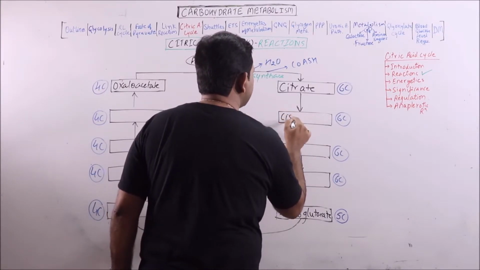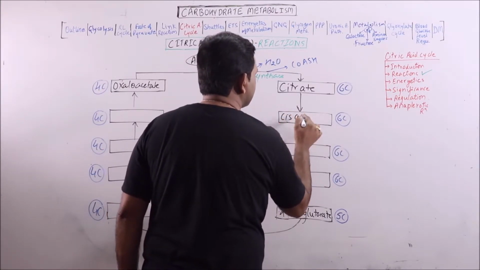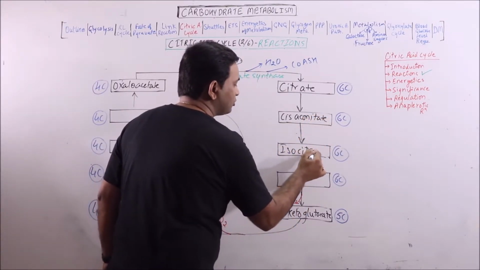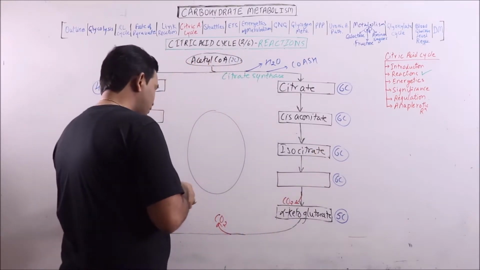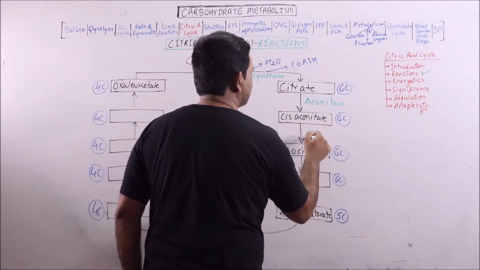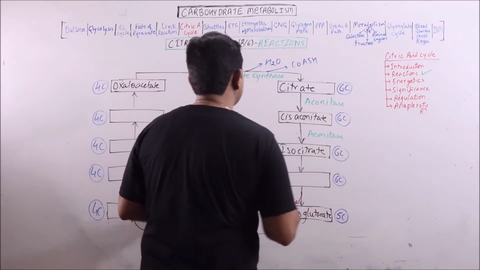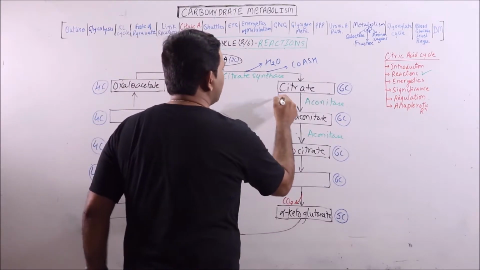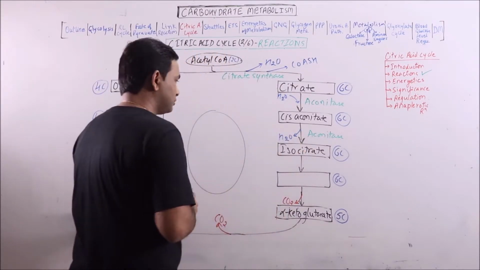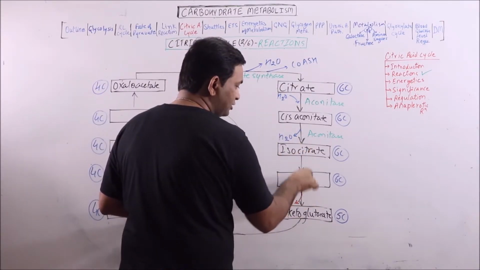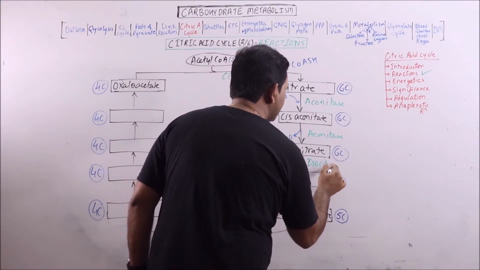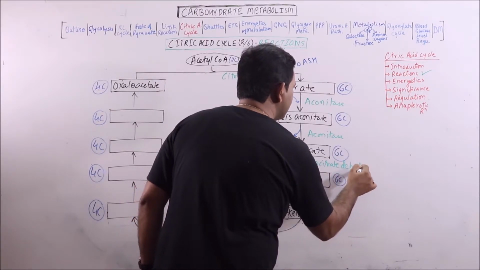Now, the next compound will be cis-aconitate and isocitrate. Both of these steps are mediated by the same enzyme, that is aconitase. One molecule of water in, one molecule of water out. Then again, these two steps are mediated by the same enzyme, that is isocitrate dehydrogenase.